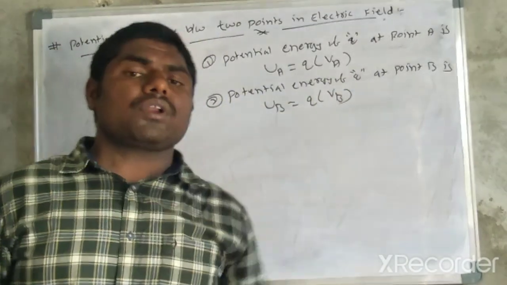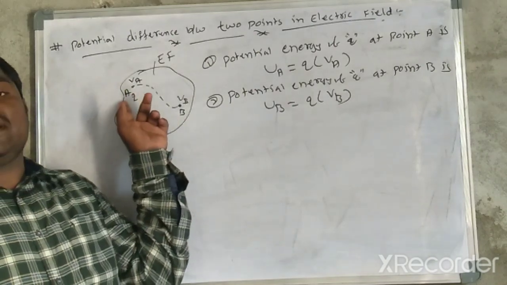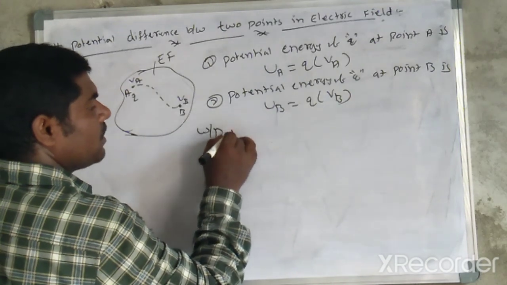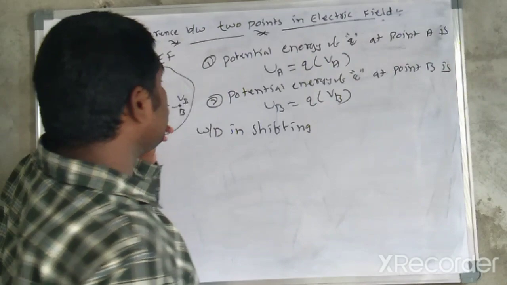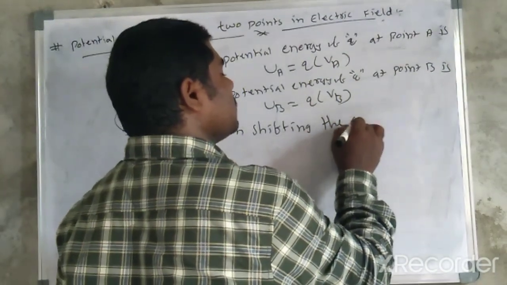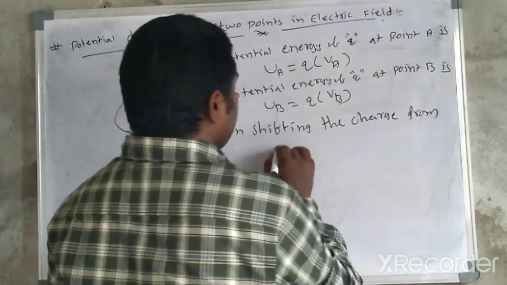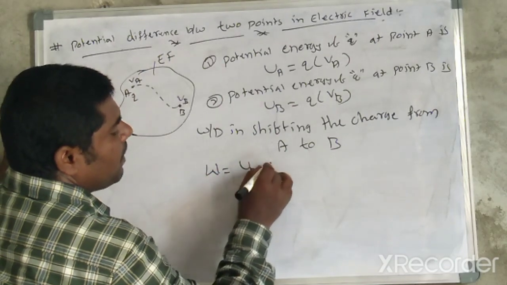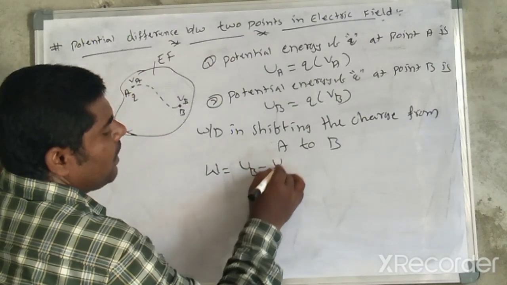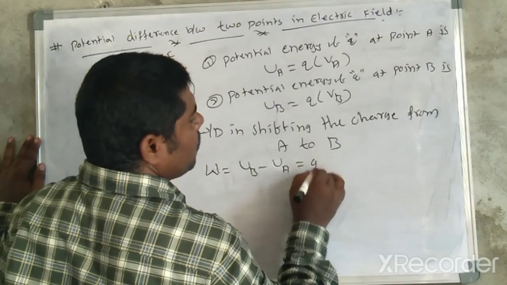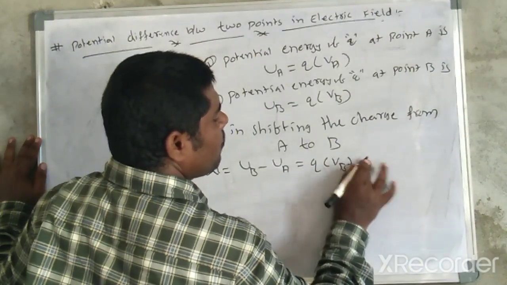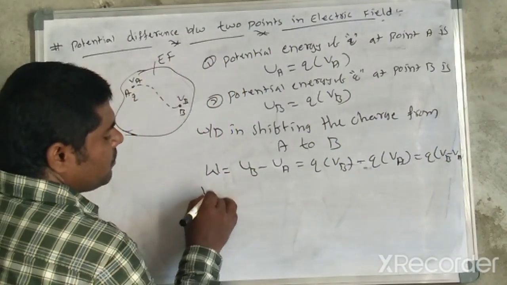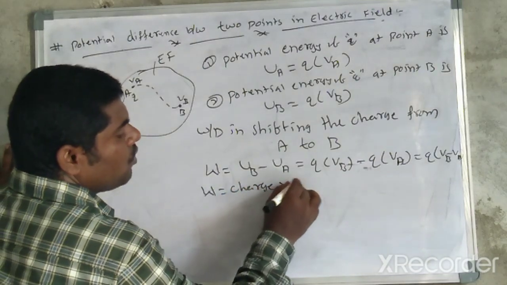Here the charge is moving from A to B. It means some work is done in shifting the charge from A to B. Work done is equal to the final energy UB minus the initial energy UA. That is Q into VB minus Q into VA, which is equal to Q into (VB minus VA).